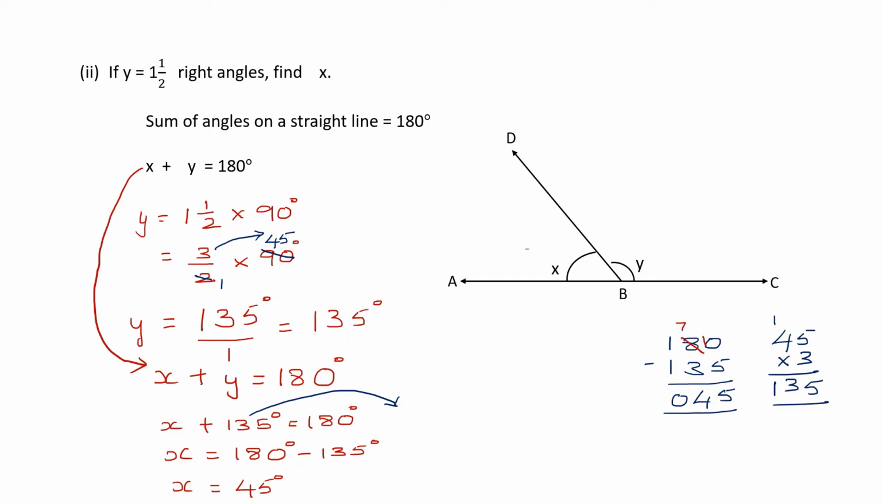So here I can write it down. X is 45 and we have found that y is 135. To check your answer, you can add up 45 and 135 and they should be equal to 180. So we have answered our question, find x. We have found x to be 45 degrees. This is the answer that we have got.